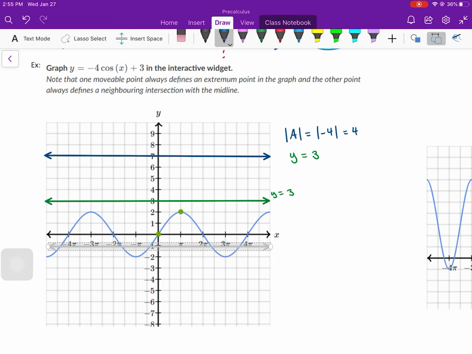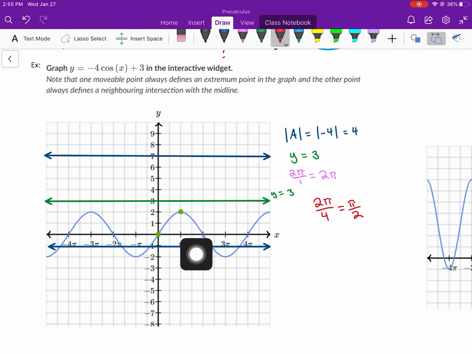Let's go ahead and look at our period now. So our period is going to be 2 pi over 1. There's no number in front of that. It's just going to be 2 pi. So if we want to cut this into quarters, 2 pi over 4, it's going to be pi over 2. So half of a pi. Which, notice, that works fine because they gave us that here.